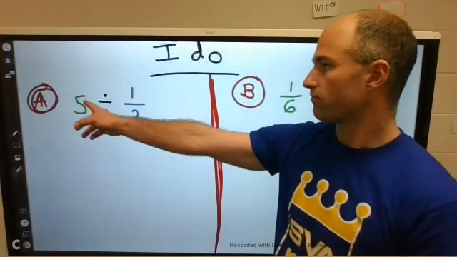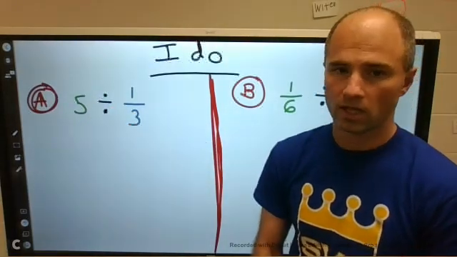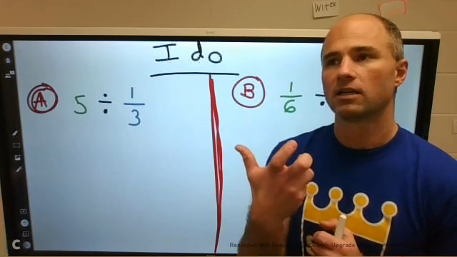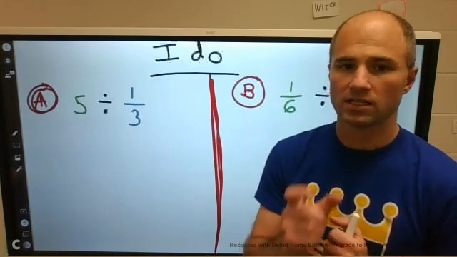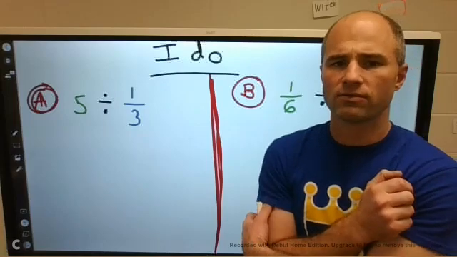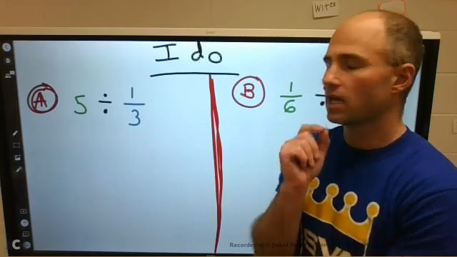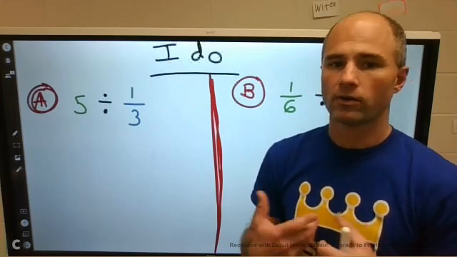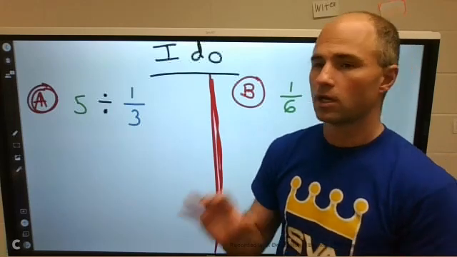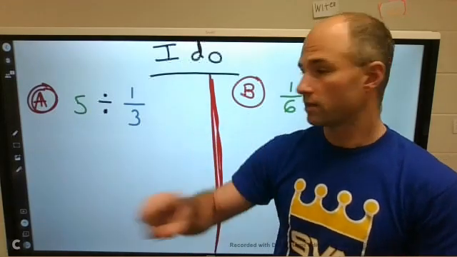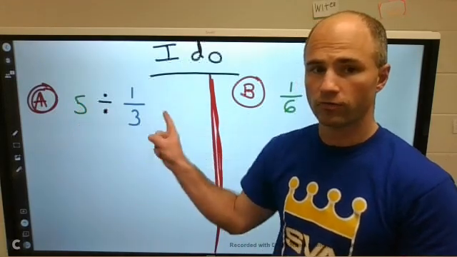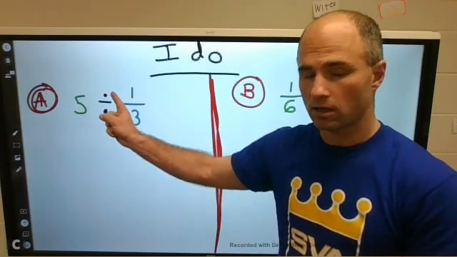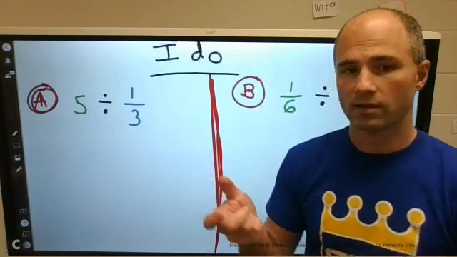For starters, it's 5 divided by 1/3. I can't leave it like that. I can't actually divide like that. I need to create a multiplication expression. So how do I do that? Okay? 3 steps. Keep, switch, flip. I'll repeat that again. Keep, switch, flip. What does that mean?